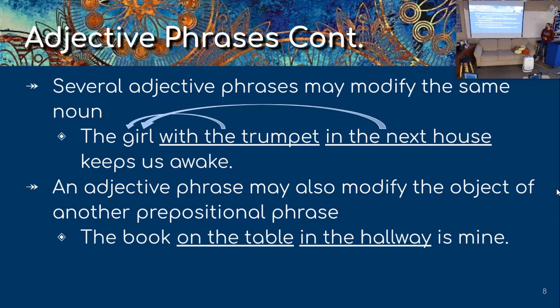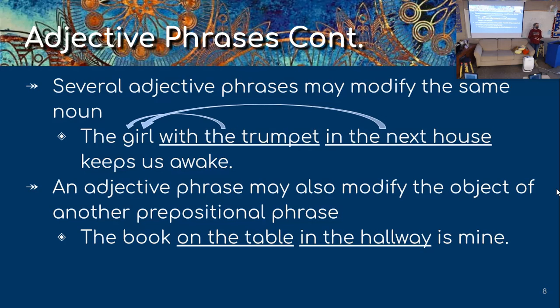The book on the table in the hallway is mine. Two prep phrases, on the table and in the hallway. Let's start with on the table. What is on the table modifying? What is it giving us more information about? Someone I haven't heard from today. Book. You got this. You can all do it. I know you can. Diana, what do you think? On the table is telling us what? Yeah, it's modifying book. It's telling us which book we're talking about, right? It's answering that adjective question, which one?